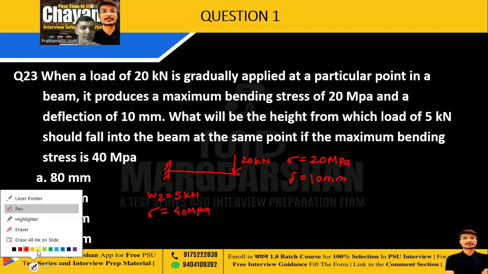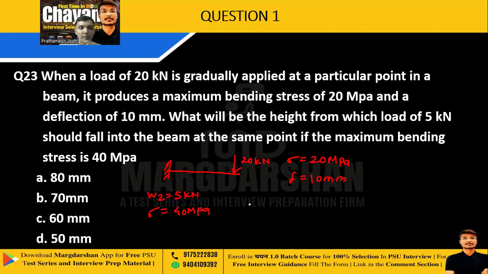Now for such kind of cases, always remember one formula for sigma. This is from dropping from height. So this is called the sudden impact load, not the gradually applied loading. Now see, this is impact loading. Delta impact is delta static into 1 plus root over 1 plus 2h upon delta static.